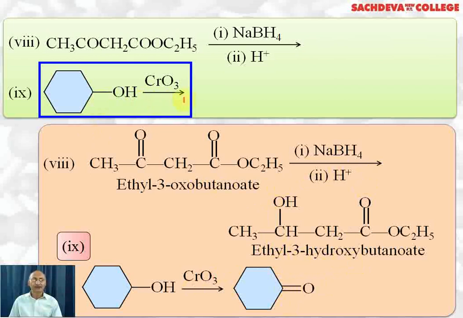Here we have cyclohexanol which is getting oxidized with CrO3 which is a strong oxidizing agent and will convert this secondary alcoholic group to ketone. So cyclohexanol is getting converted into cyclohexanone.